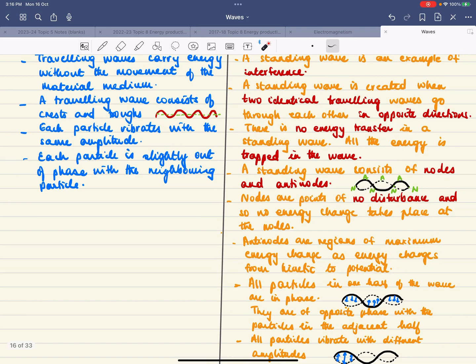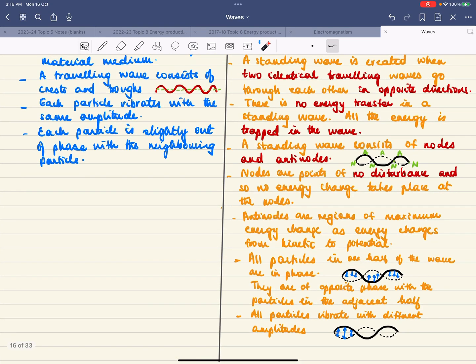All particles in one half of the wave are in phase, and they're in the opposite phase with the particles in the adjacent half. So these ones are going this way, the other ones are going the other way. Now, all particles vibrate with different amplitude. So the ones over here vibrate with maximum amplitude. The ones at the nodes hardly vibrate at all.